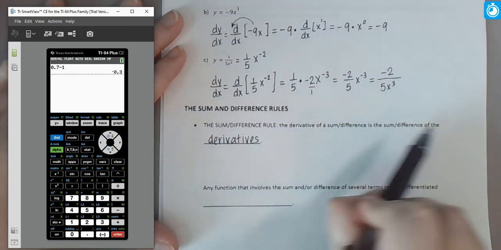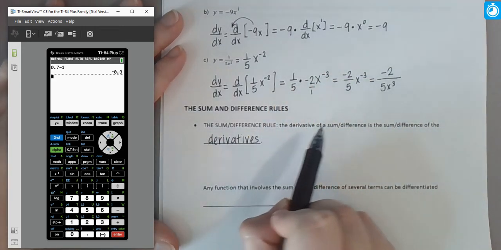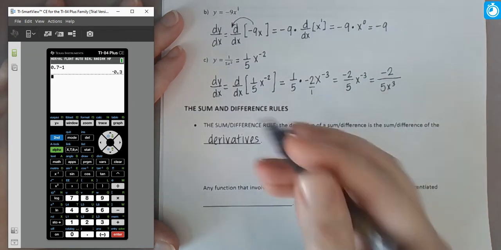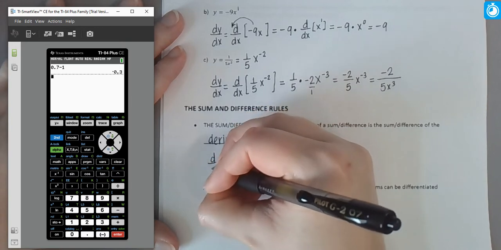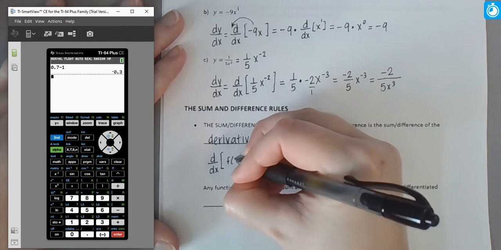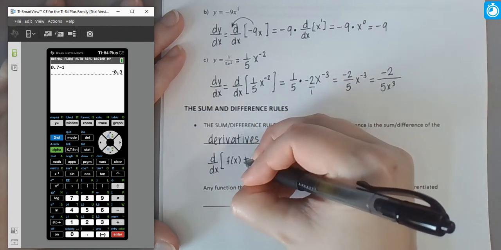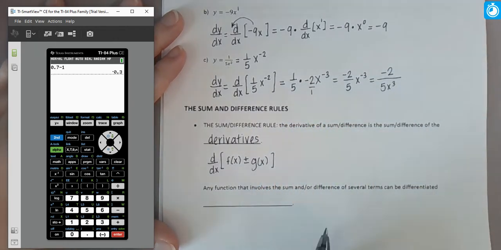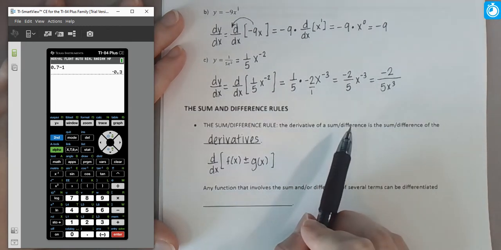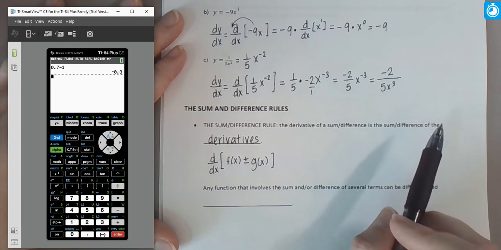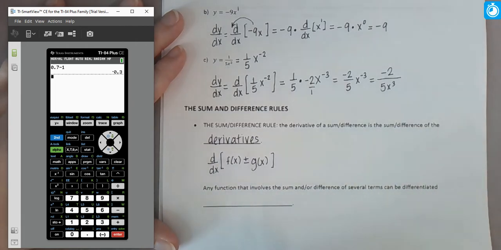So let's translate that into notation. So the derivative of a sum or difference, and it's implied a sum or difference of functions. So the derivative with respect to x of a sum or difference of functions. So one function plus or minus another. And we can write the plus or minus here because the rule is essentially going to look the same for addition as it does for subtraction. The derivative of a sum or difference is the sum or difference of the individual derivatives.